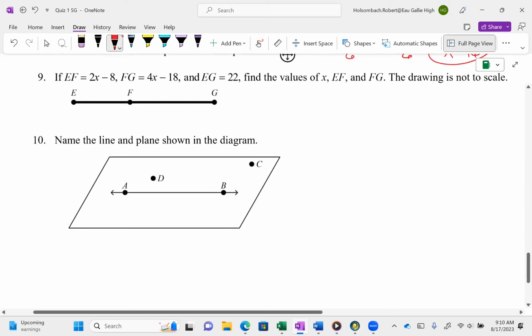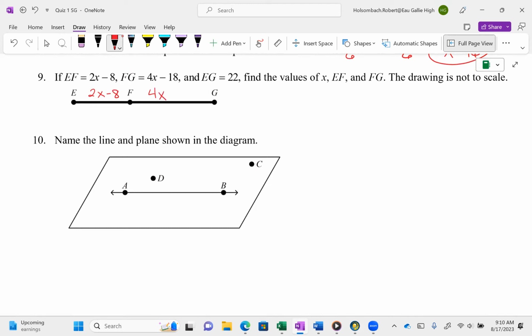Problem number 9, E to F is 2x minus 8. F to G, 4x minus 18. And E to G, 22. Again, the sum of the two smaller segments equals the entire segment. So we take 2x minus 8, we add it to 4x minus 18, and that's got to equal 22.